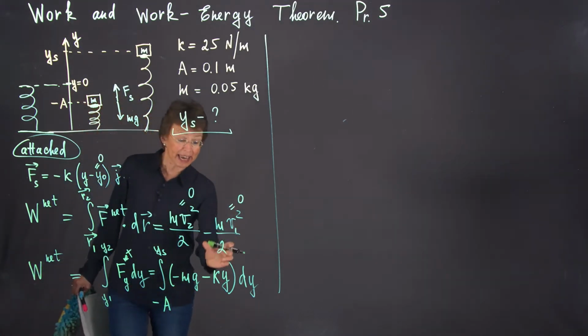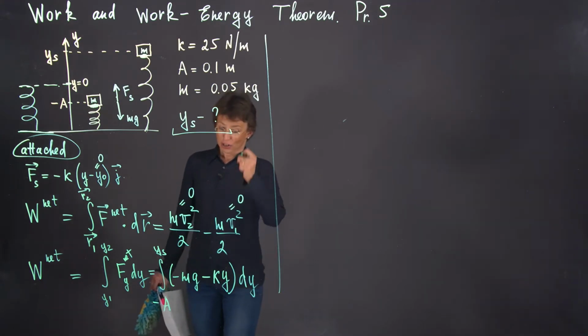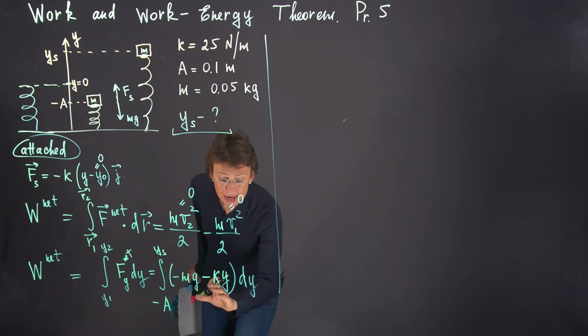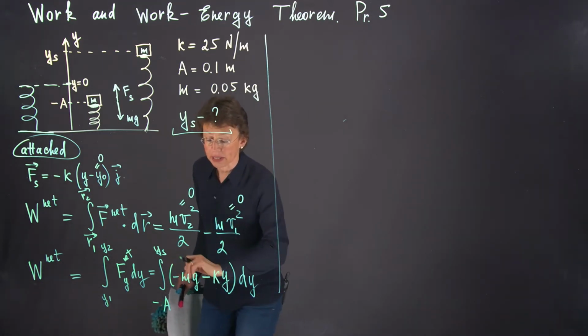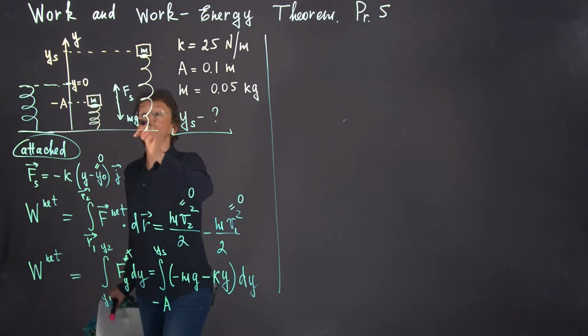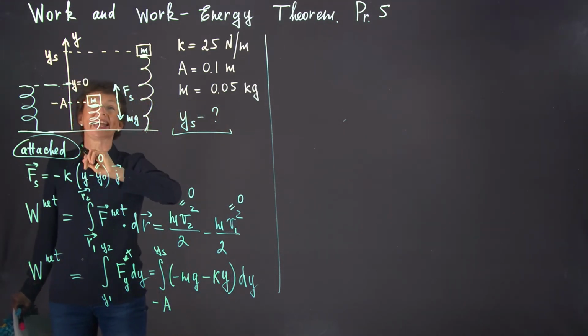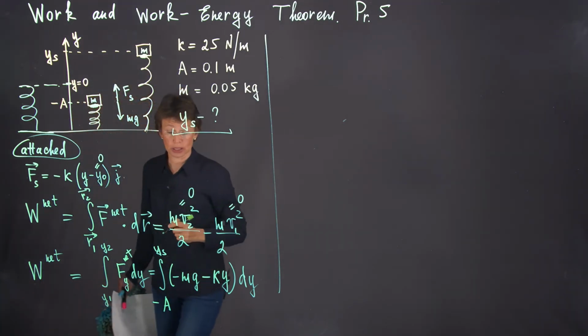Yes, again it is correct. Minus ky works again. So, we have minus mg, minus ky here. And why do I use the same limits? Because both of these forces are acting from minus a to ys, since the block is attached to the spring.